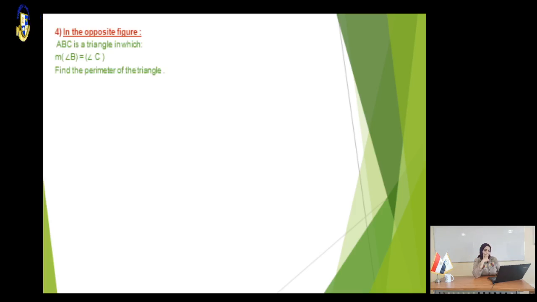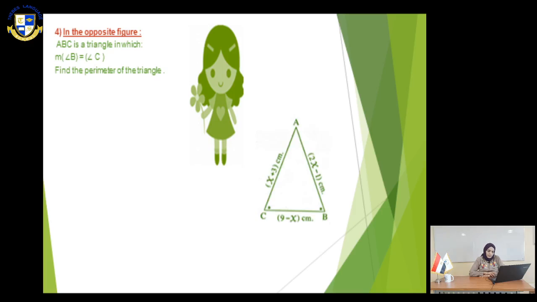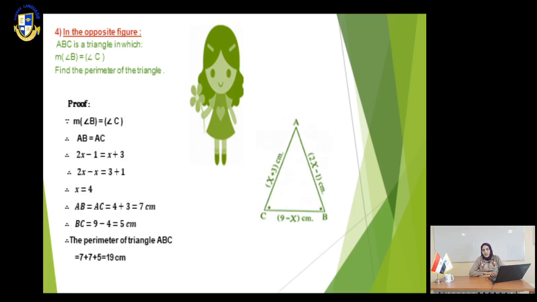Let's move to slide number 6. ABC is a triangle in which the measure of angle B equals the measure of angle C. Find the perimeter of the triangle. As we see, we are given two angles that are equal. That means we also have two sides that are equal, AB equals AC. So 2x minus 1 equals x plus 3.